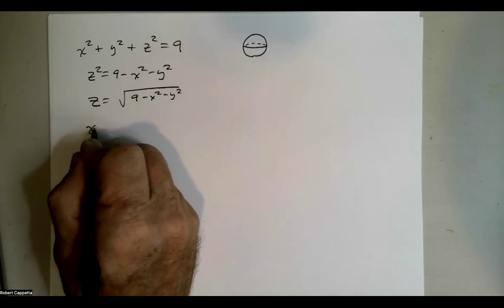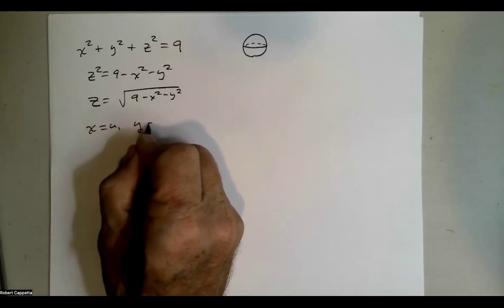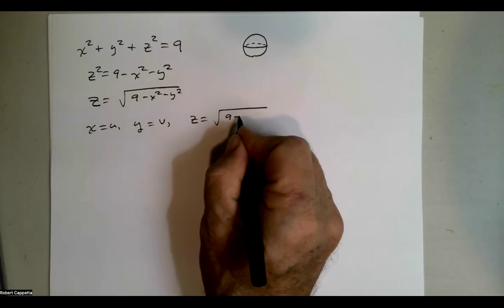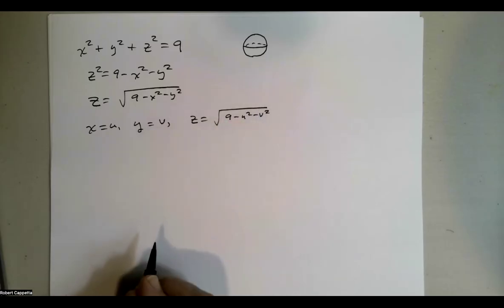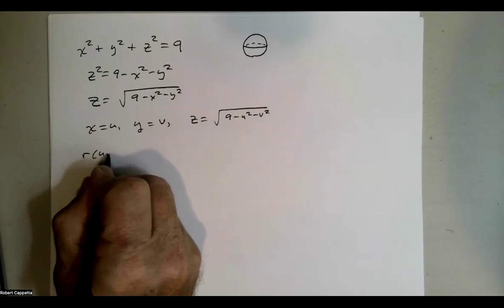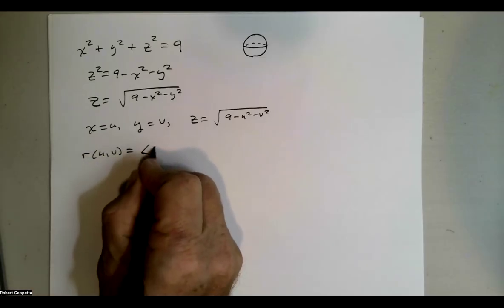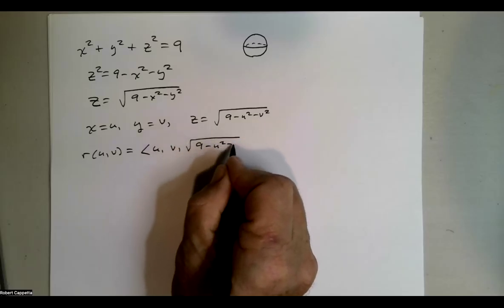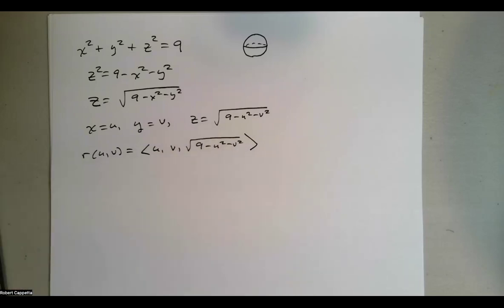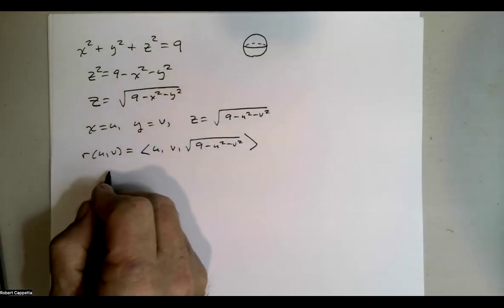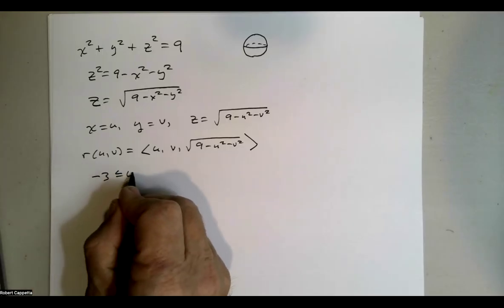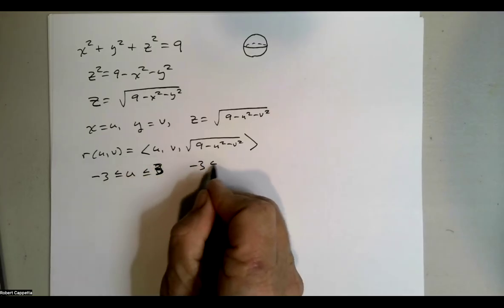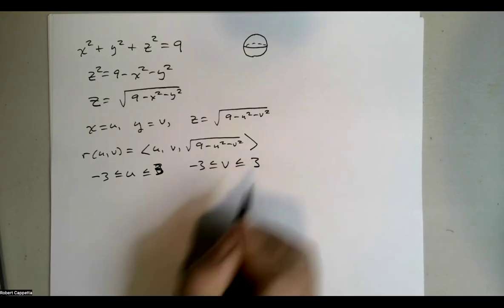So I could say x is u, y is v, and z is the square root of 9 minus u squared minus v squared. But that's only going to get me the upper half of the sphere. So using r of u comma v notation, we're going to get u comma v comma the square root of 9 minus u squared minus v squared. And looking at our picture here, the x's would range from -3 to 3. So -3 less than or equal to u less than or equal to 3. Similarly, -3 less than or equal to v less than or equal to 3.